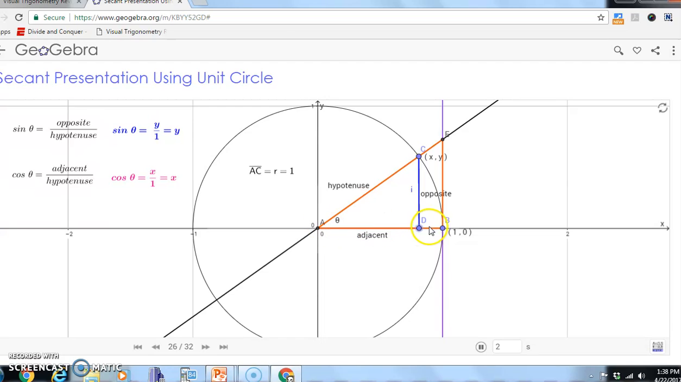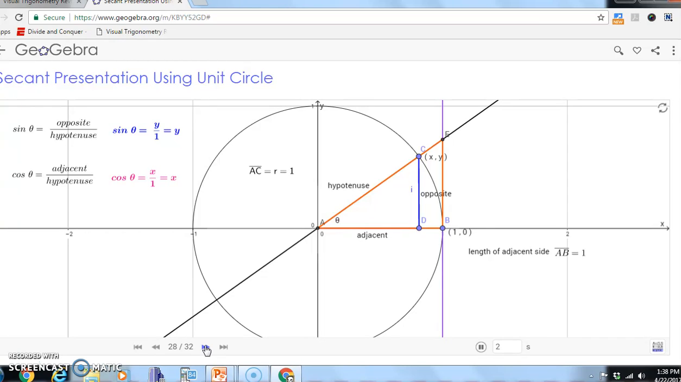Okay. So here's triangle ABE, and it is a right triangle, and I have angle theta, and now my adjacent side becomes segment AB, and that adjacent side has a measurement of 1 unit. My hypotenuse is segment AE. Even though it's kind of outside of my unit circle, I can still use the unit circle for measurements. So the length of the adjacent side, we just said, was 1 unit. So AB is 1 unit.